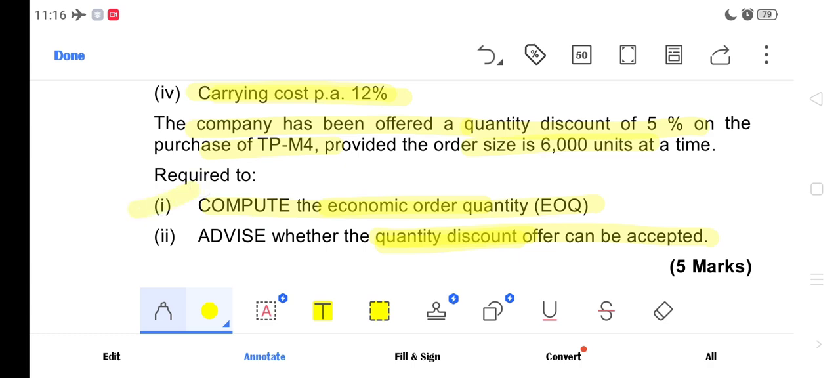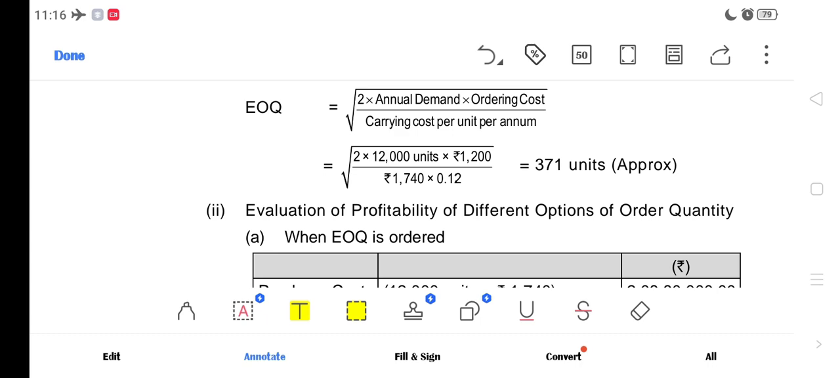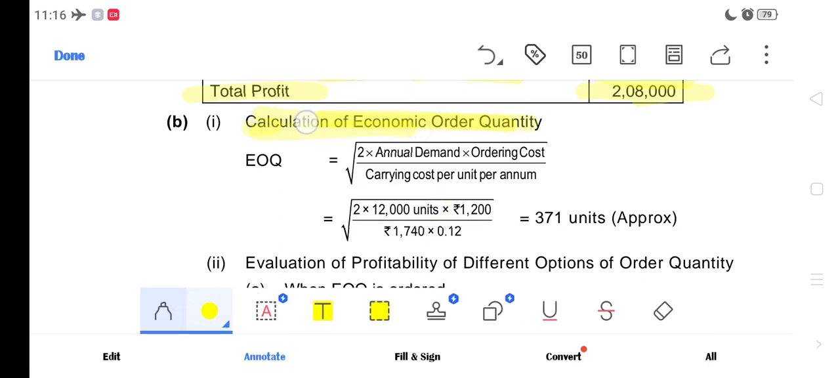So first one is EOQ. Let's find it out. Yes, so calculation of economic order quantity. You know the formula of economic order quantity, root over 2AO by C. So 2, annual demand is 12,000 units we have, and ordering cost it is 1,200 per order, and what is the denominator, guys? Carrying cost per unit per annum.